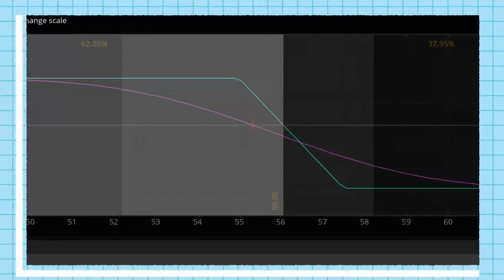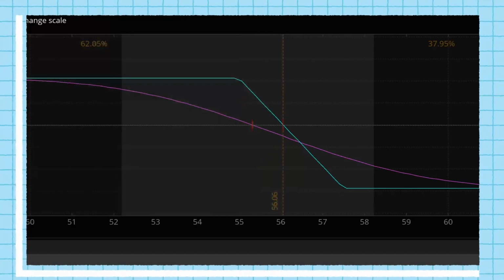The graph gave me a 62% chance of this trade having some profitability, not accounting for fees. I just needed the stock price to stay below $56. Based on that analysis, I entered my trade for the 57.50 short call vertical for a credit of $106.